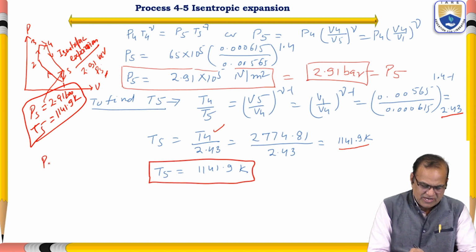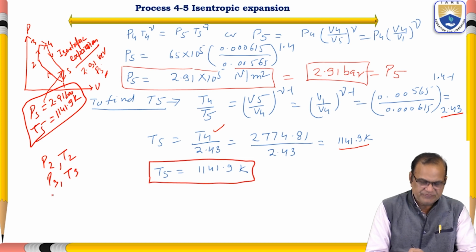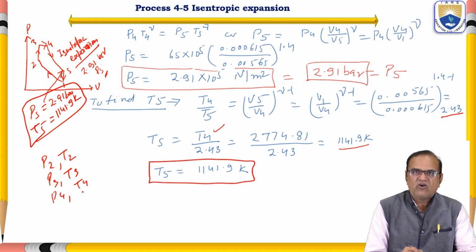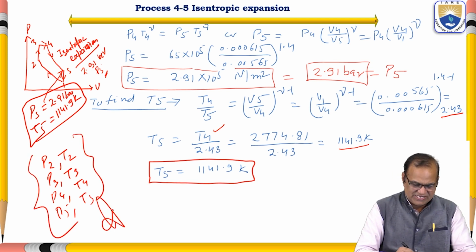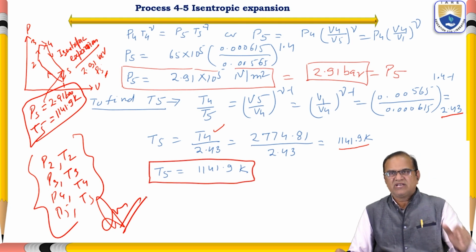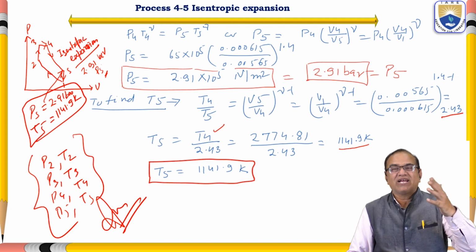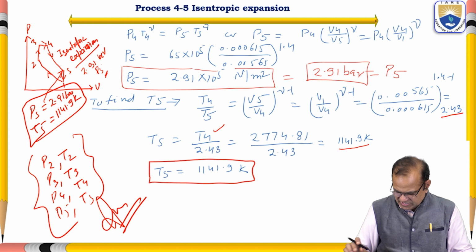So all the state points we have received: P2 comma T2, P3 comma T3, P4 comma T4, P5 comma T5. These are the answers. The first question asked what the state points are, so this we have received.